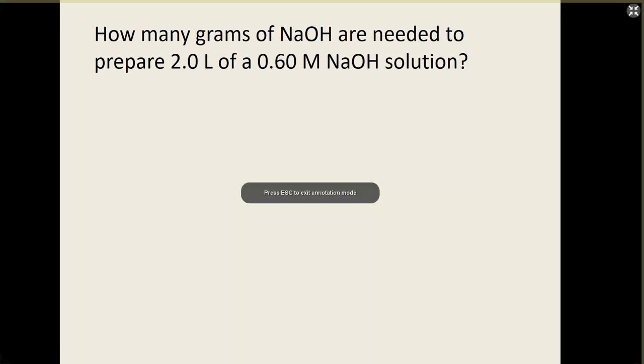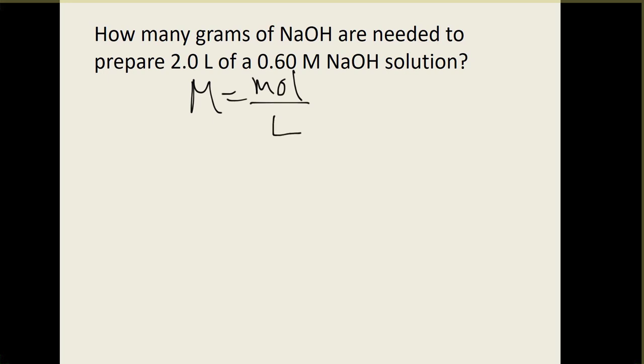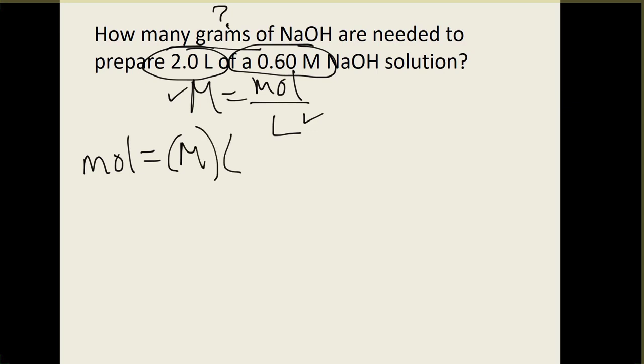Again, with molarity, I'm going to write my formula. Let's look and see what we have. It says how many grams of NaOH, so this is what I need to solve for, are needed to prepare 2 liters of a 0.6 molar sodium hydroxide concentration. So it looks like I have molarity and I have my liters of solution, so I'm going to be solving for moles. Rearranging this equation, moles equal the molarity times the liters of solution.